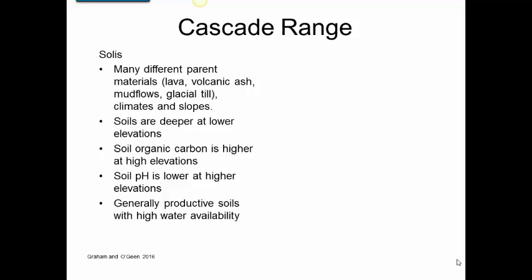In general, the soils of the Cascade region are known to be productive, and that means they tend to support plant growth. So they provide the nutrients and water that plants require. They're really porous soils that tend to hold water in a way that plants can take it up.